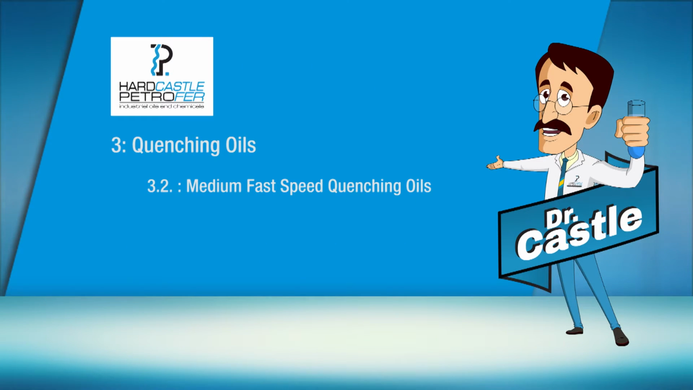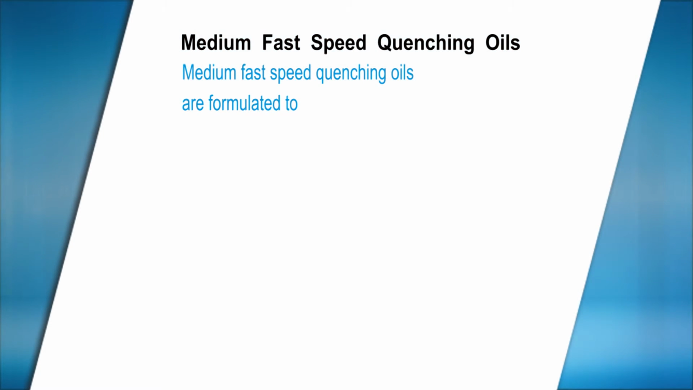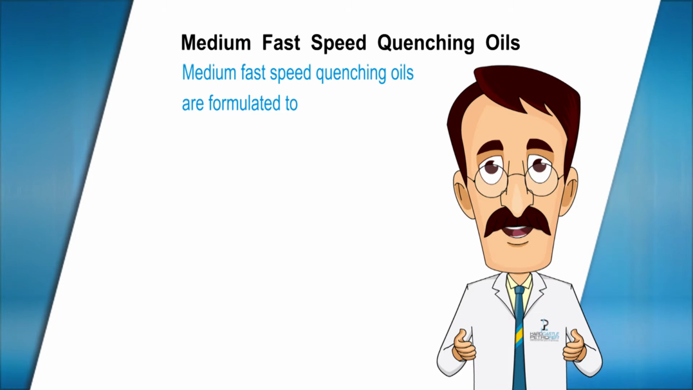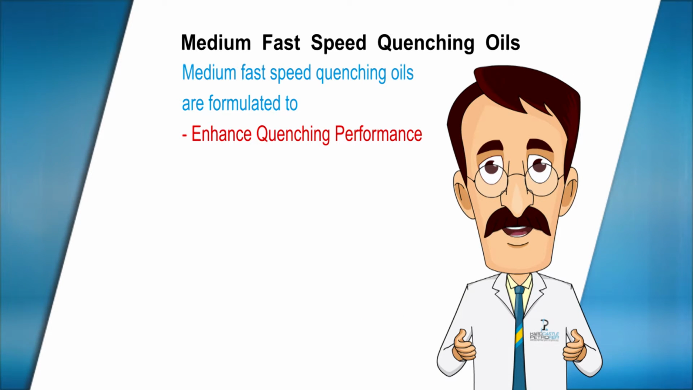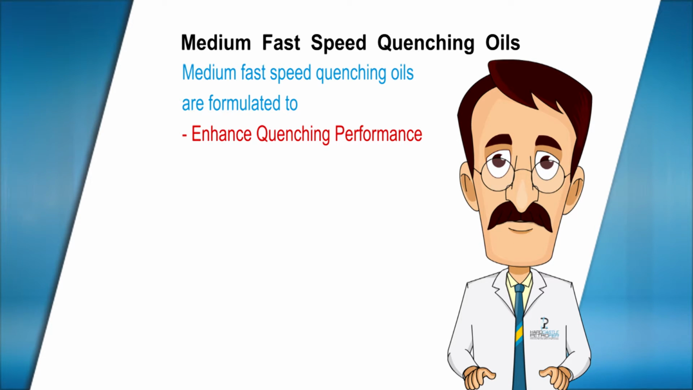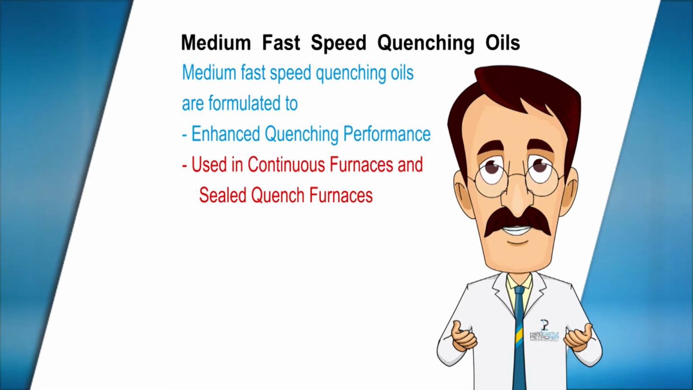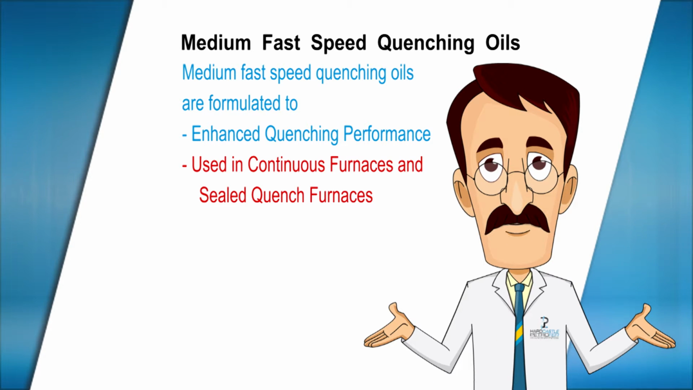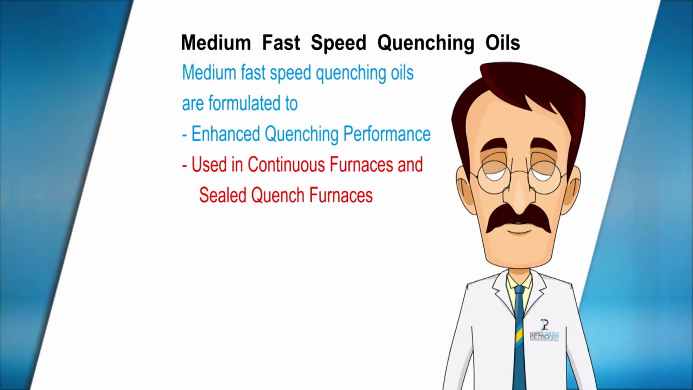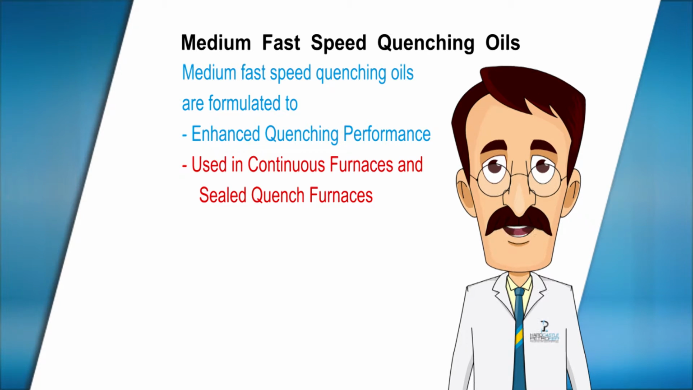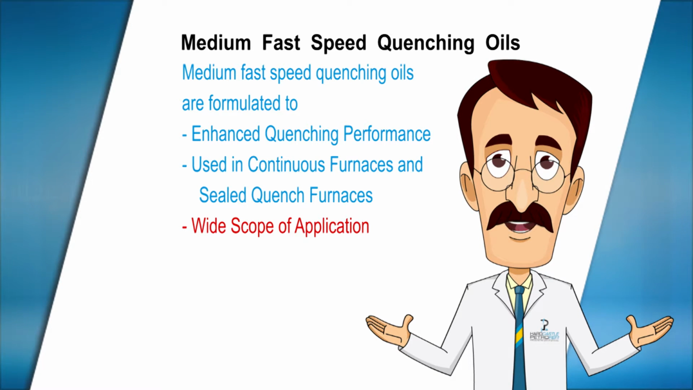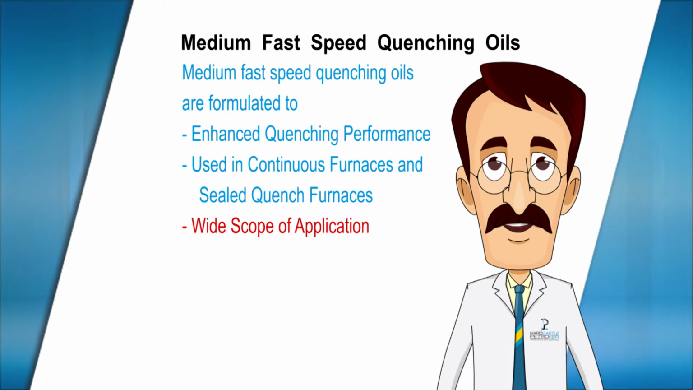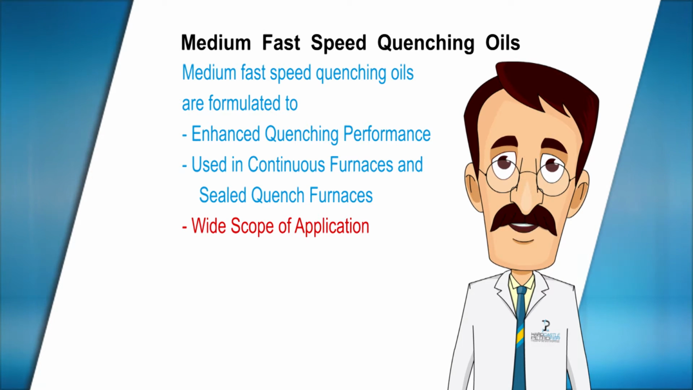Now let's move on to discussions on the medium fast speed quenching oils. Medium fast speed quenching oils are formulated to enhance quenching performance. These oils are used mainly in hardening of plain carbon and alloyed steels. These oils are normally used in continuous furnaces and sealed quench furnaces. As the category name shows, the quenching speed of these oils is in the medium range, providing a wide scope of applications across the various steel grades, parts geometry, quenching systems involved, etc.